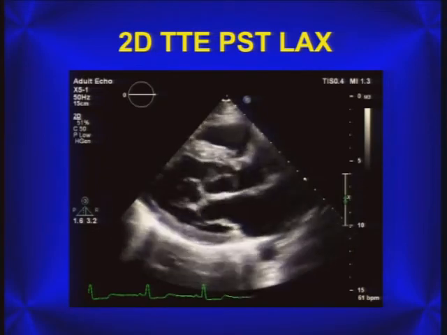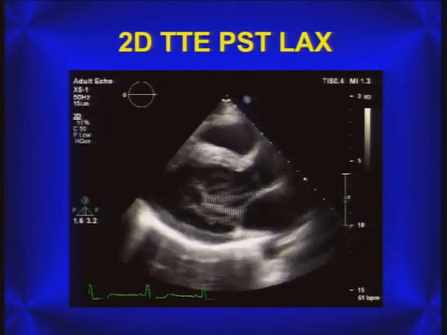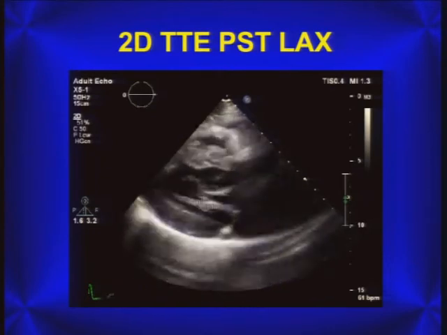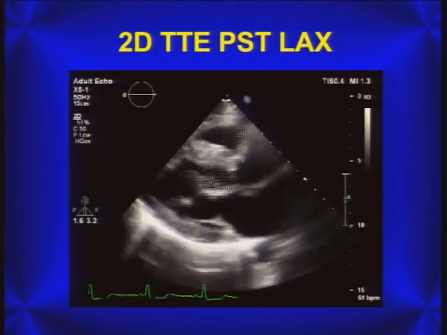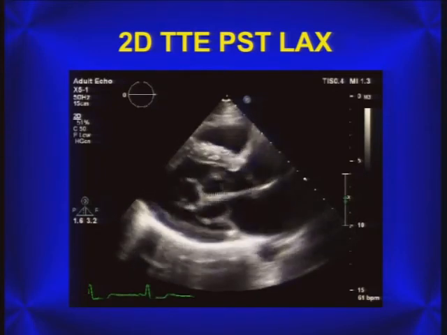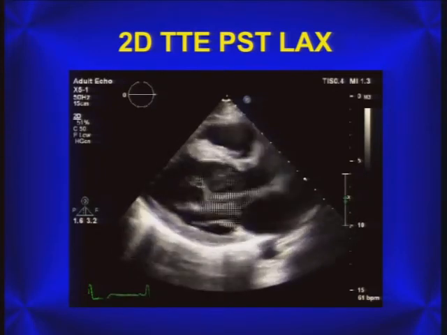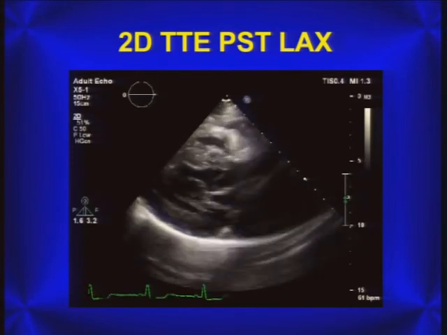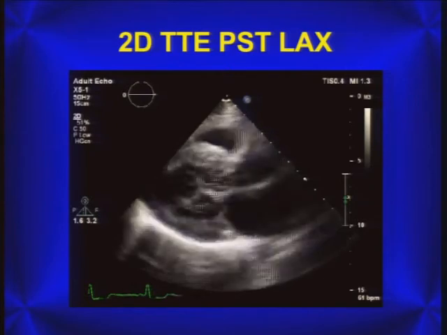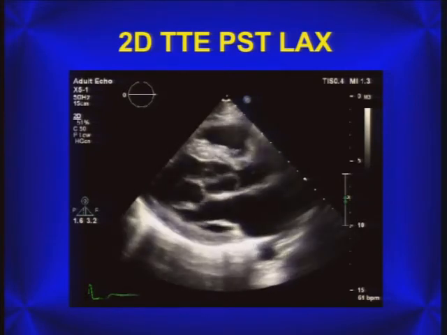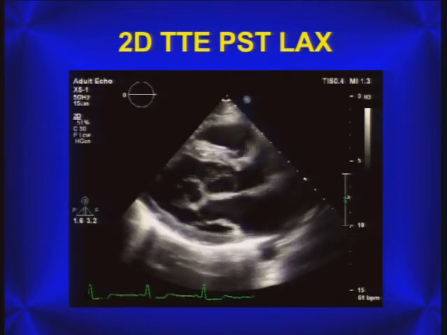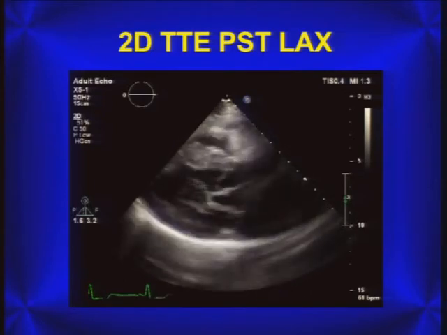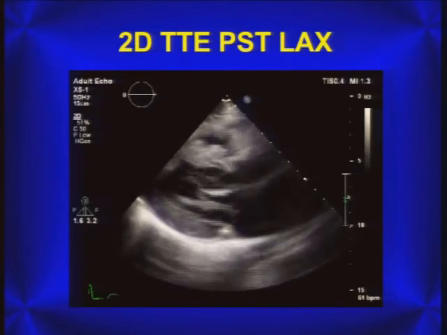This was her first two-dimensional parasternal long axis view, and using the transthoracic 2D parasternal long axis image, already several pathologies could be observed. First, there was an elongated and thickened anterior mitral leaflet. Second, the posterior leaflet was also thickened and prolapsed above the annular plane.